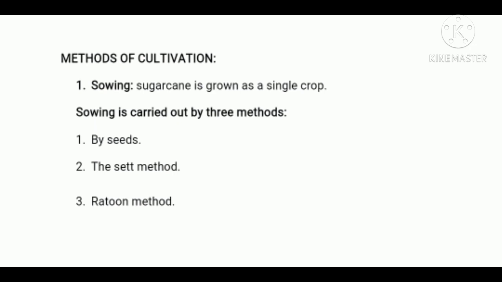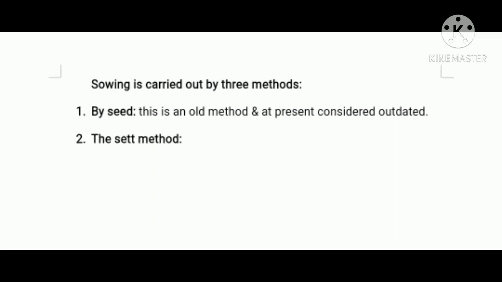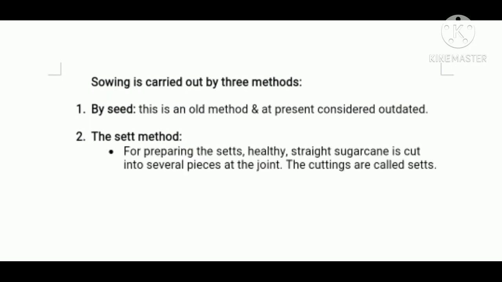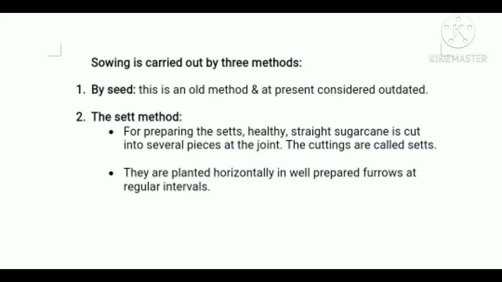Now, let us talk about the first method, that is by seeds. This is an old method and at present considered outdated. Next, the set method. For preparing the sets, healthy straight sugarcane is cut into several pieces at the joint. The cuttings are called sets. They are planted horizontally in well prepared furrows at regular intervals.